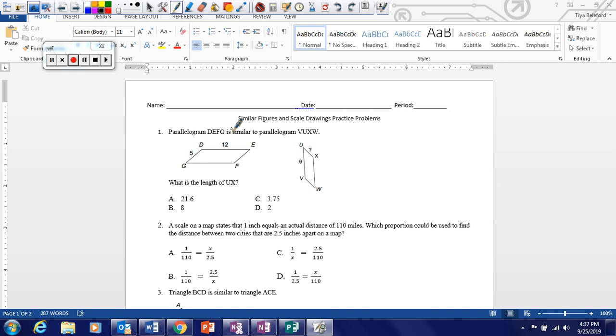Parallelogram VEFG is similar to parallelogram VUXW. If you are not color coding, I cannot help you. So make sure you go ahead and color code your sides. Now, we're going to set up a proportion.